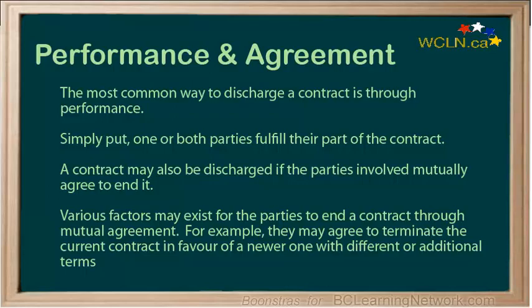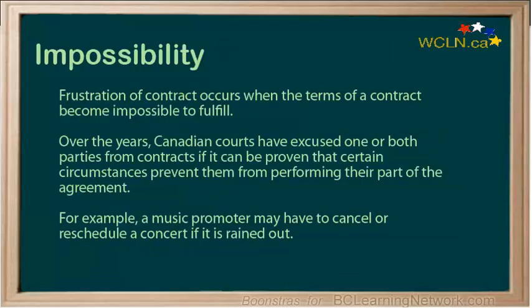A contract may also be discharged if the parties involved mutually agree to end it. Various factors may exist for parties to end a contract through mutual agreement. For example, they may agree to terminate the current contract in favor of a newer one with different or additional terms. Frustration of contract occurs when the terms of a contract become impossible to fulfill.